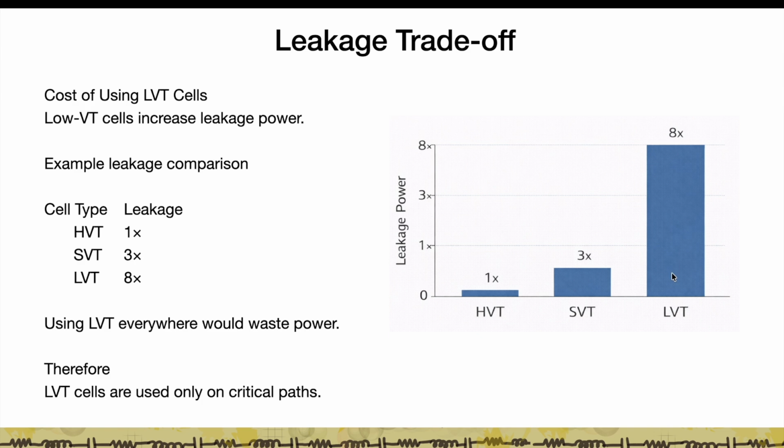If every cell on the chip were LVT, your static power would be enormous. Battery life would plummet. Thermal management would become a nightmare. This is why the rule exists. LVT cells go only on critical paths. Everywhere else, HVT keeps leakage in check.